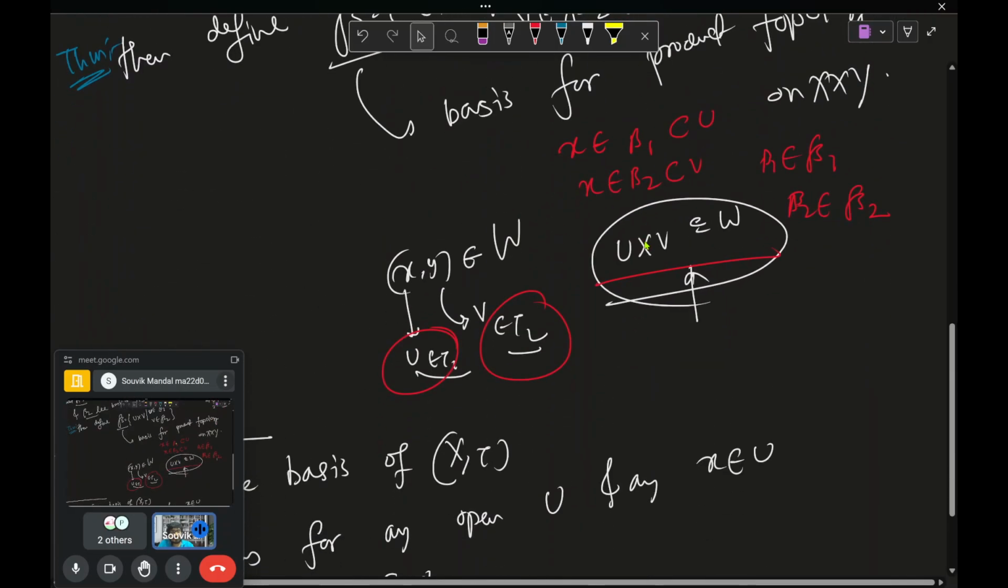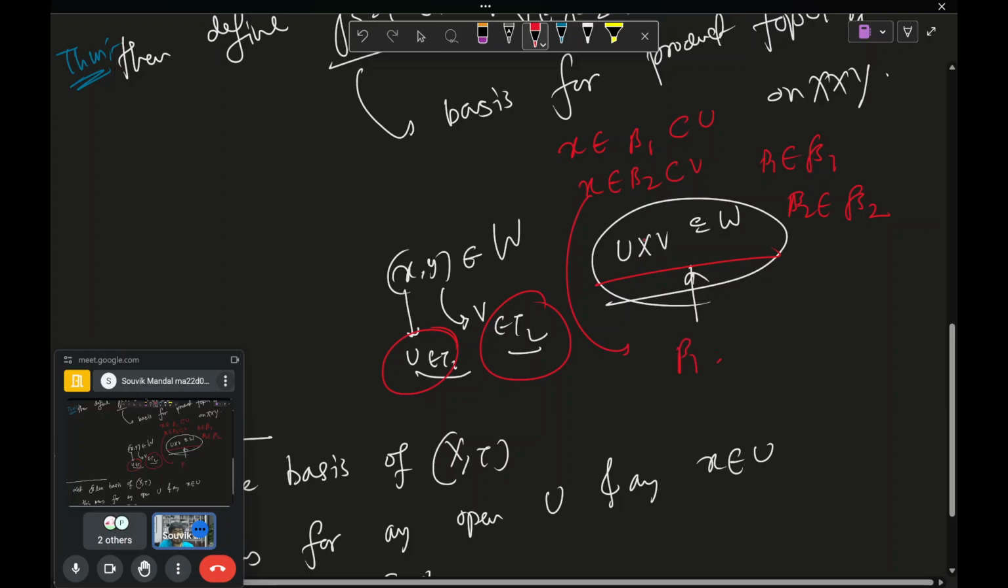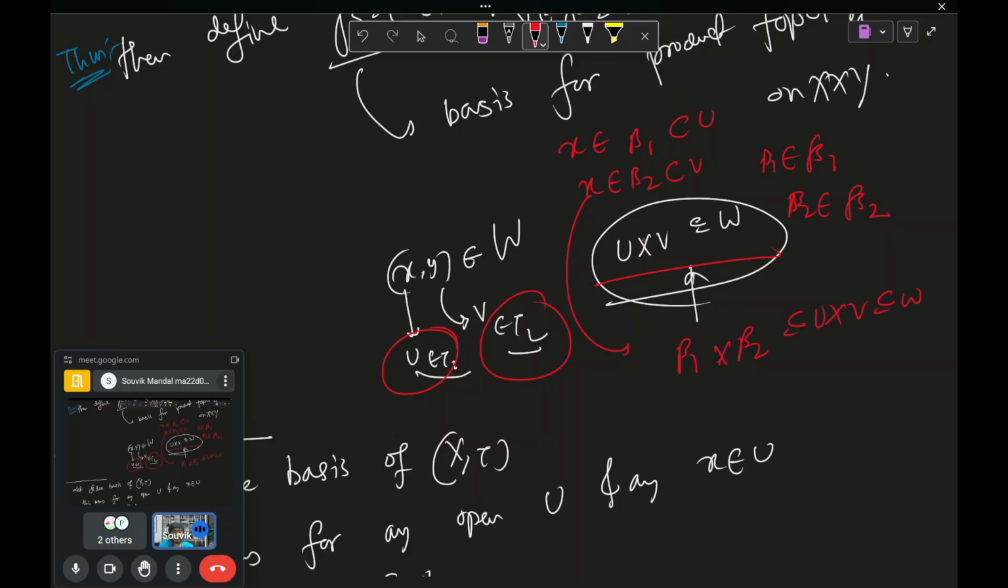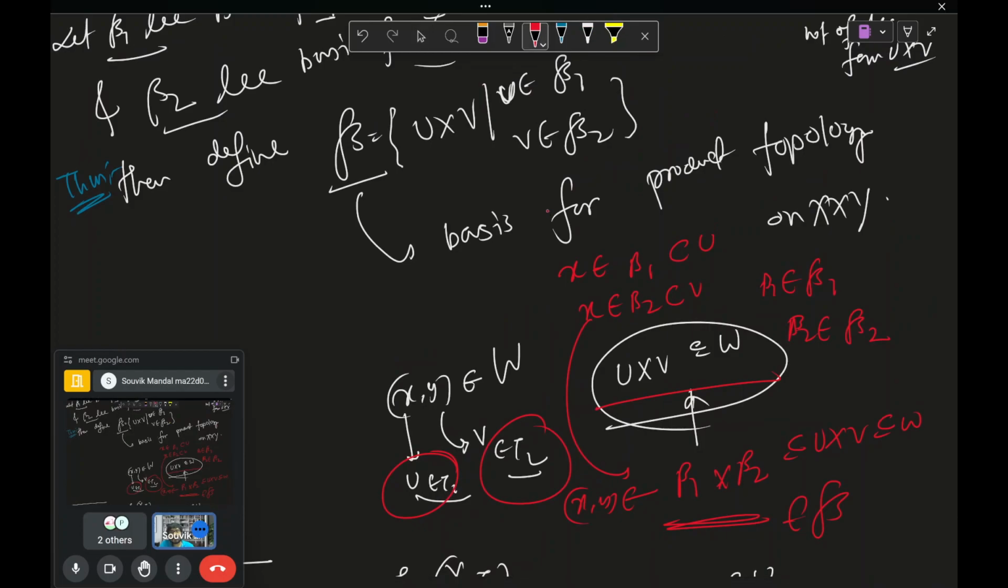So from here what we get is that beta one cross beta two is a subset of U cross V, which is a subset of W, and of course (x, y) belongs to this. So this belongs to our capital beta. So this is what we want to prove, that this beta is a basis for the product topology on X cross Y. Do you understand?